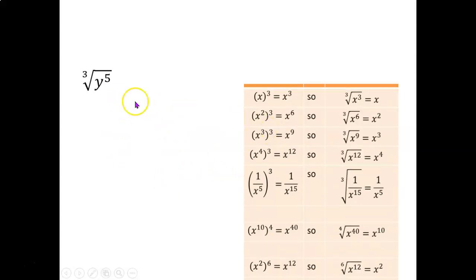Okay, how about a cube root? The cube root of y to the 5th. The biggest perfect cube that we can factor out from y to the 5th. If we want to break this up into something that we can take the cube root of times whatever is left over, we would break this up into y to the 3rd, that is y cubed, times y squared. Y times y times y times y times y. So the cube root of y to the 3rd is just y, and then we're left with the cube root of y squared.